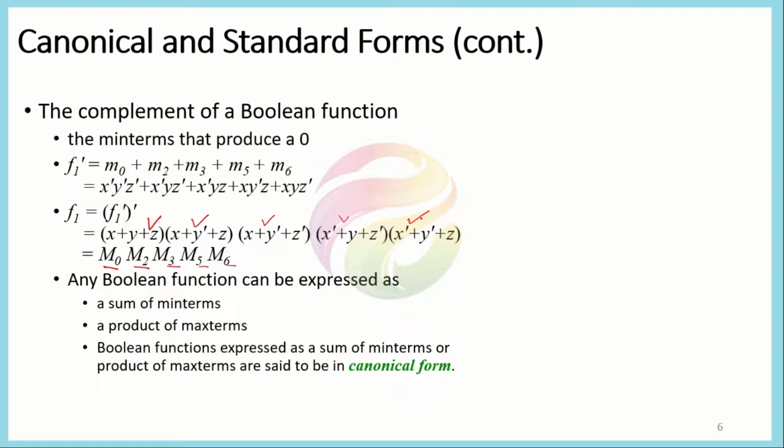So for the function f1, which we described in the last slide, f1 was equal to the sum of minterms m1 plus m4 plus m7. It was represented in the form of minterms, and now in the form of max terms it is represented this way. So any Boolean function can be expressed as a sum of minterms, or it could also be expressed as a product of max terms. Boolean functions expressed as the sum of the minterms or the product of max terms are said to be in the canonical form representation.